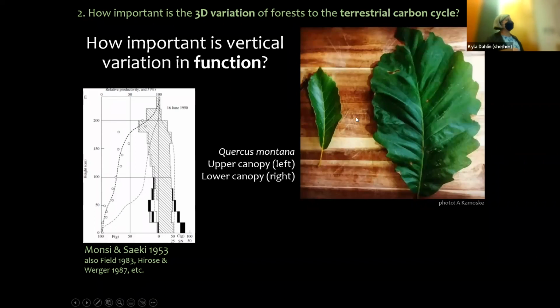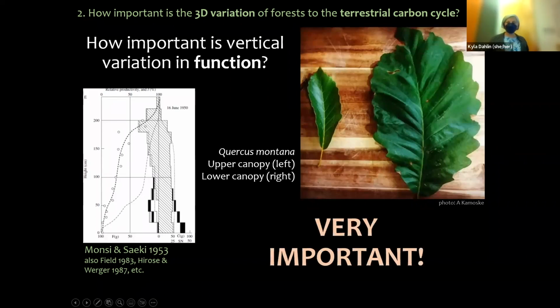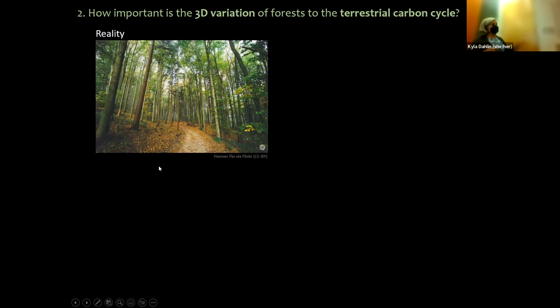I mean, if you could touch them, this one on the left is really thick, and this one is almost paper thin. Again, plants care about their physiological function in their leaves throughout their canopy. So we have this situation where we know this is what we want to be able to understand. These are our forests. This is what we would like to be able to talk about.